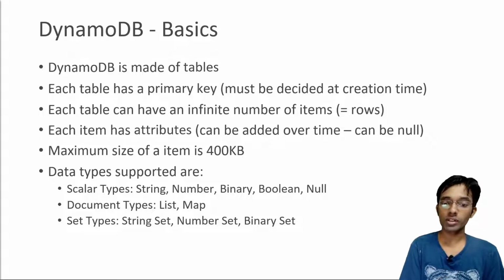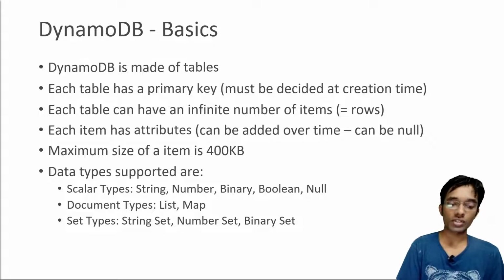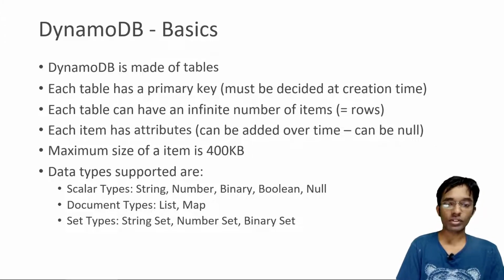DynamoDB is made of tables, and each table has a primary key that must be decided at creation time. Each table can have an infinite number of items, which are called rows, and each item will have attributes. They are like columns that can be added over time, and can be null. As I said, an item can be up to 400 kilobytes. In terms of supported data types, you have scalar types: string, number, binary, boolean, null. You get document types such as list and map, and set types such as string sets, number sets, and binary sets. So these are the basics of DynamoDB.